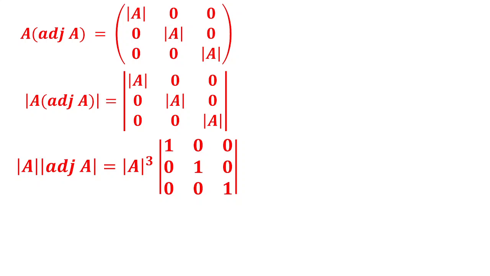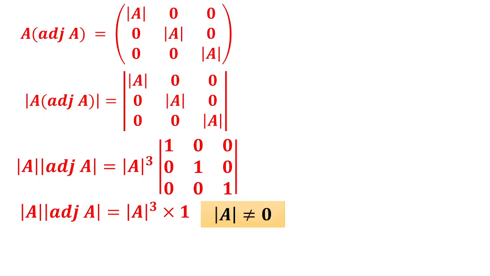But here you are getting determinant A from the first row, again determinant A from the second row, determinant A from the third row. Therefore, we are finding determinant A the whole cube into the determinant of that identity matrix. On the left hand side, it is another property of determinant, that is determinant of A into adjoint A is determinant A into determinant of adjoint A. On the right hand side it is determinant A cube into 1, because the determinant value of an identity matrix is 1.